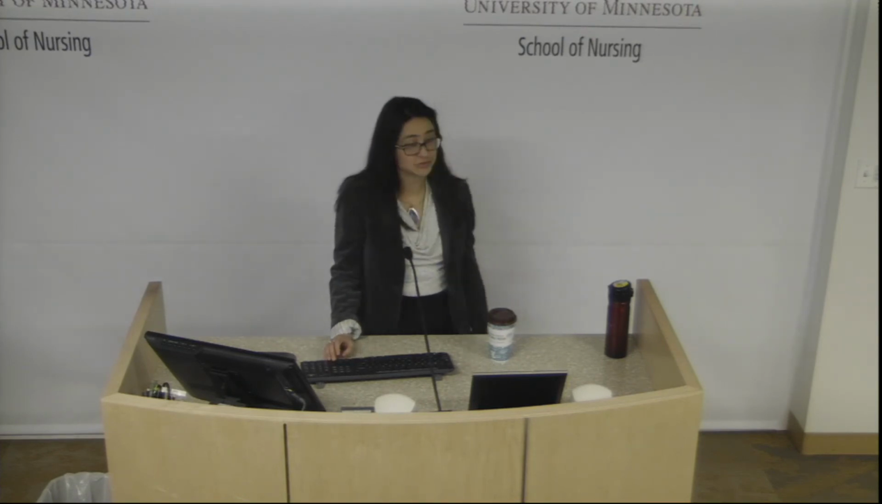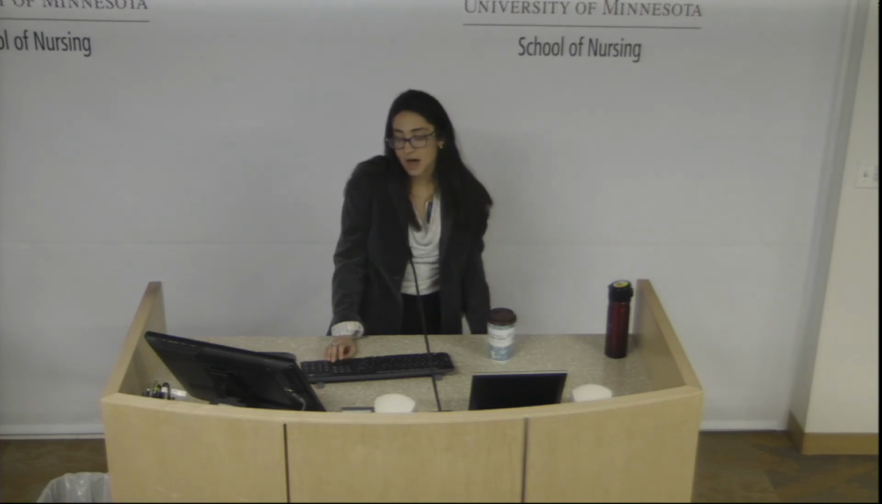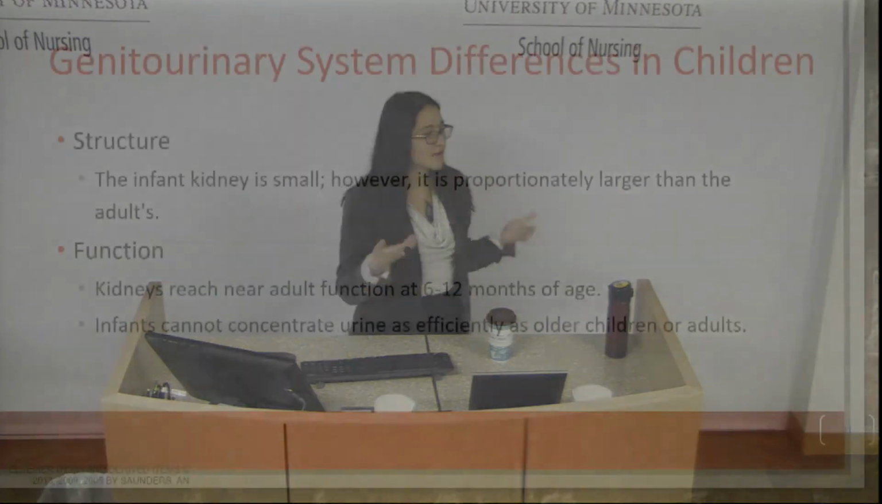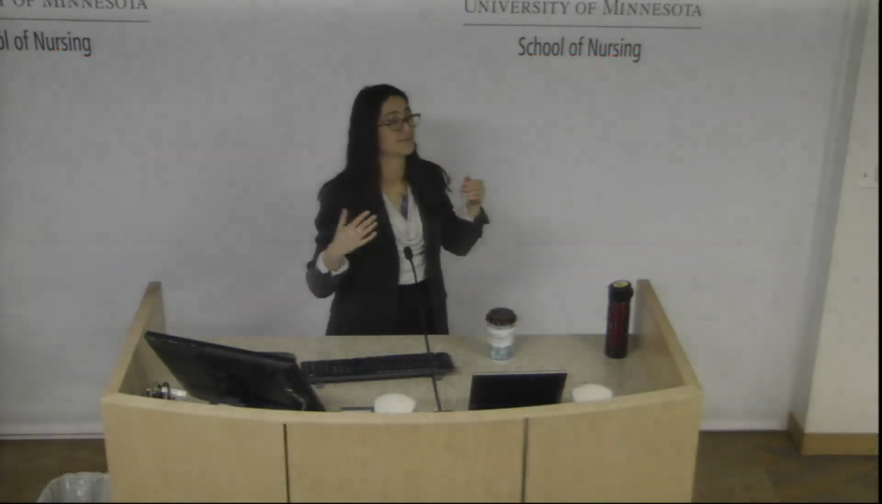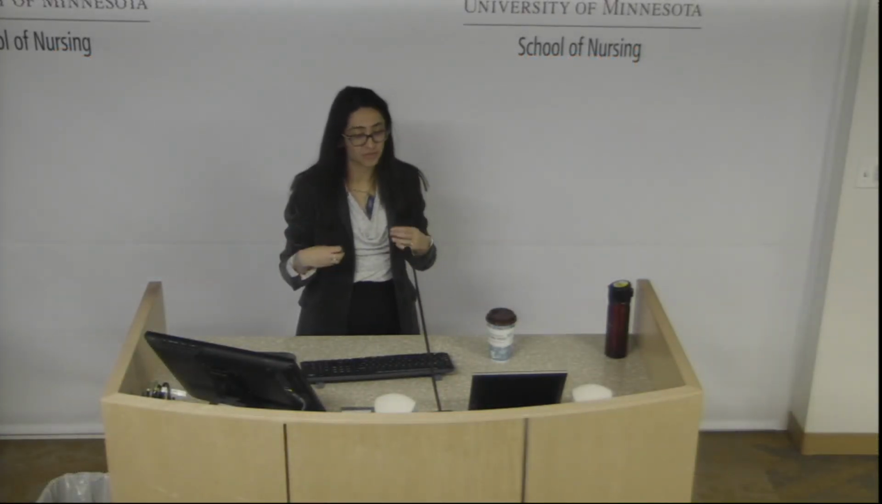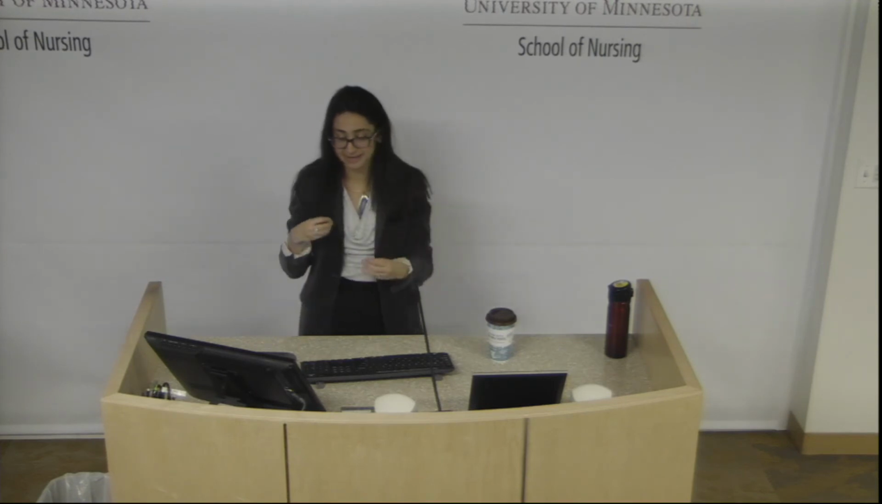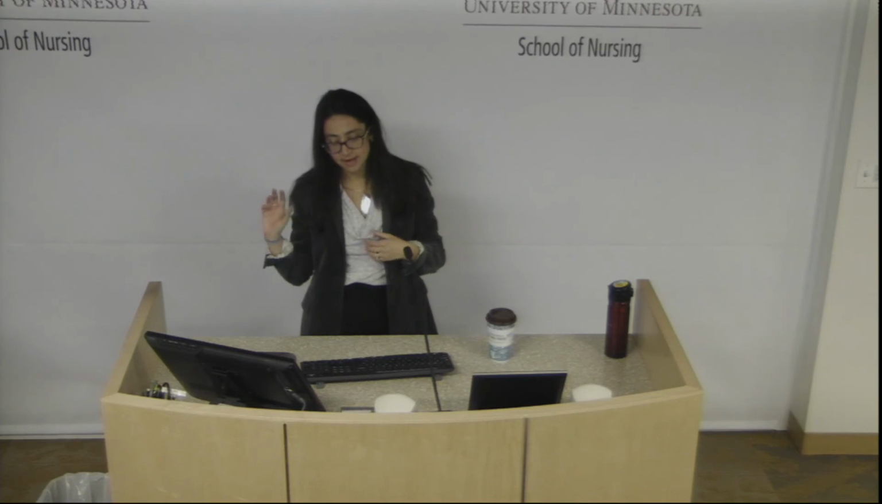Okay, we're going to go on to GU disorders. The child with a GU alteration, this is chapter 44 in your text. So again, starting off with differences between the child's GU system and the adult's GU system. The infant kidney is small, though it's proportionally larger than the adult kidney compared to their body, compared to filtration. Kidneys don't reach adult function until about 6 to 12 months of age, and they undergo changes over that time.